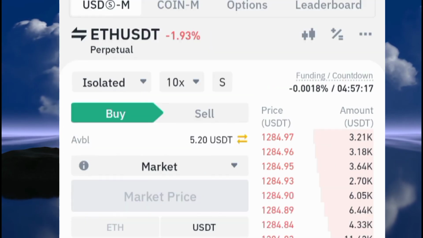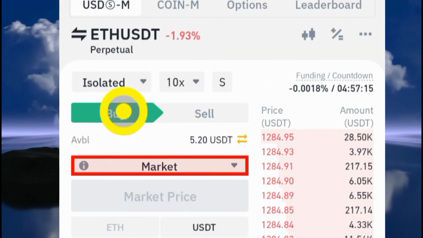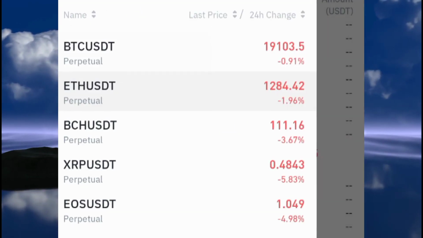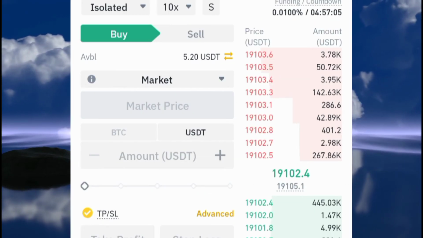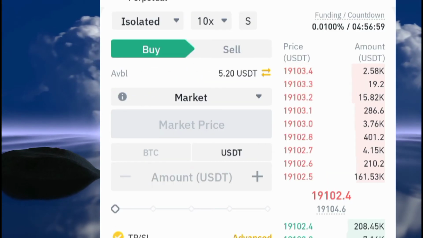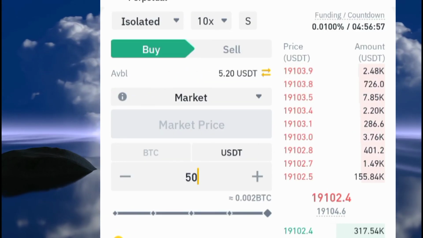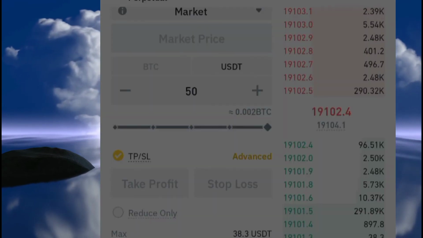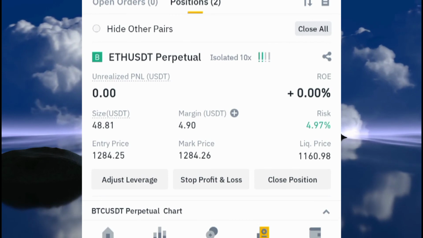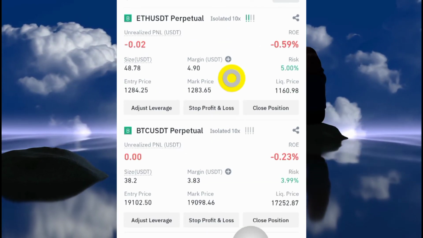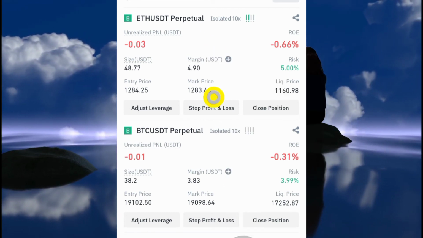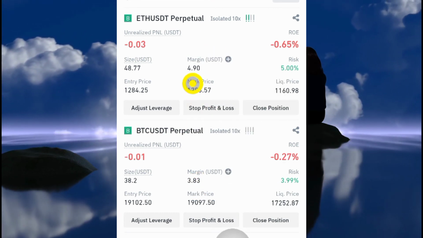I can also open another position. I can click on this right here and select ETC USDT. I want to go long. I could click on 10, I could click on 50, and then click on buy. So I'm clicking on buy now, so I have two positions. If I lose this, it's not going to affect this or the available balance. If I lose this, it's not going to affect this or the available balance.